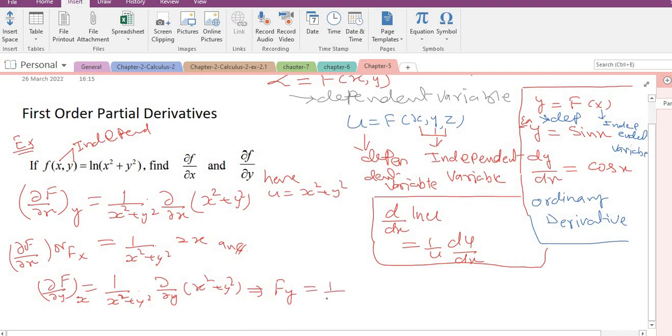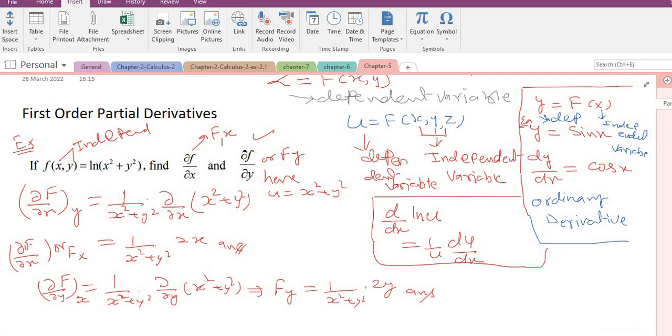So we can write f of y, that means del f del y is equal to 1 divided by x square plus y square, and del y of x square plus y square. That means x is treated as constant, so the derivative of x square with respect to y partially is 0. So it becomes 2y. So this is your answer of del f del y. That means this one is that part, del f del y, or we can say f of y, and del f del x, or we can say f of x. F of x means x here is a subscript. F of y means y is treated as a subscript here, not multiplied. So this is that answer.